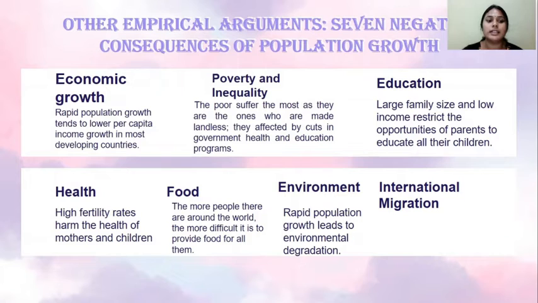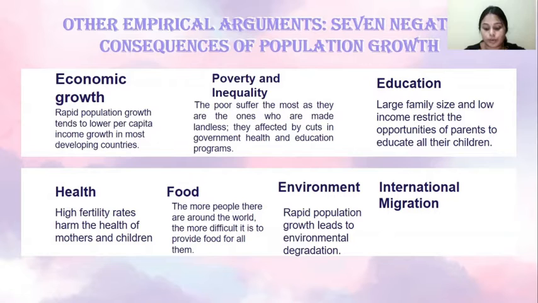Meanwhile, for health, high fertility rates harm the health of mothers and children. For food, the more people there are around the world, the more difficult it is to provide food for all of them. And the sixth is environment. Rapid population growth leads to environmental degradation. And lastly is international migration.